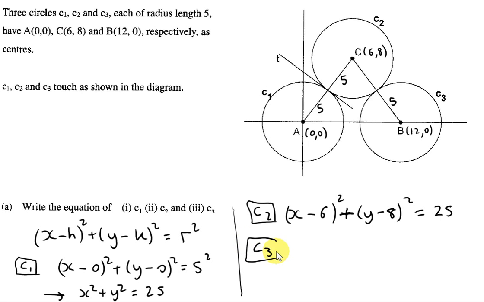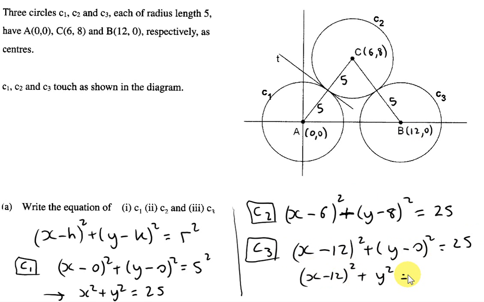Finally, let's look at C3. Its centre has coordinates (12, 0). So it's going to be x minus 12 squared plus y minus 0 squared equals 5 squared, which is 25. We can simplify this a little bit. We can write it as x minus 12 squared plus y squared equals 25.